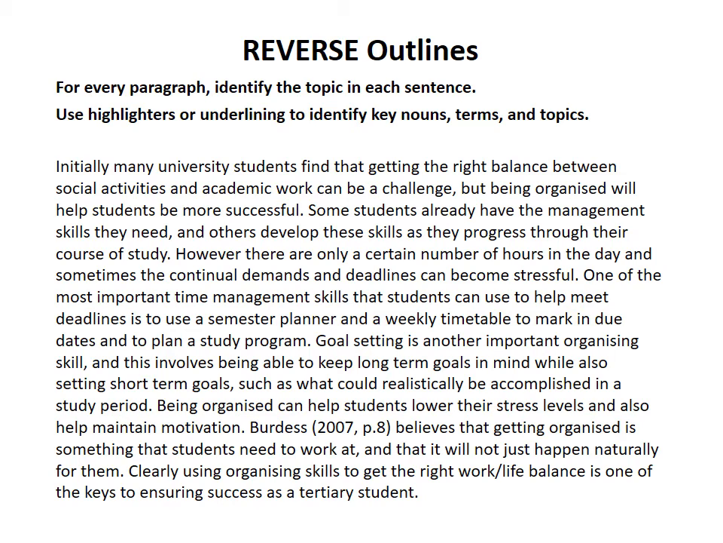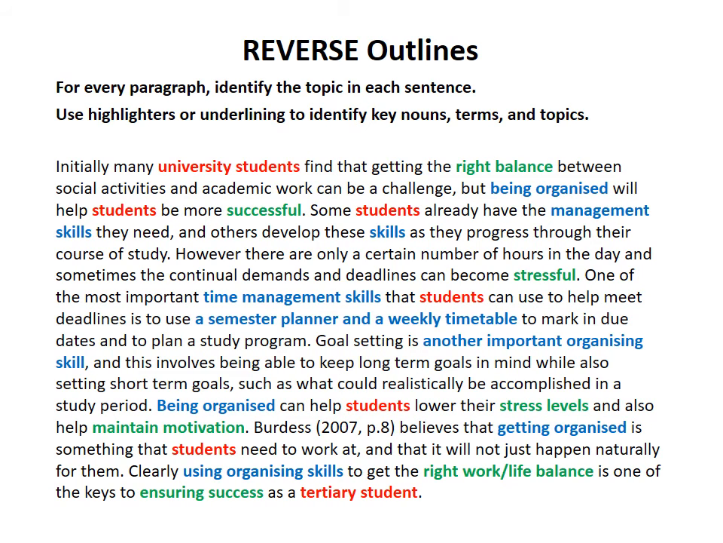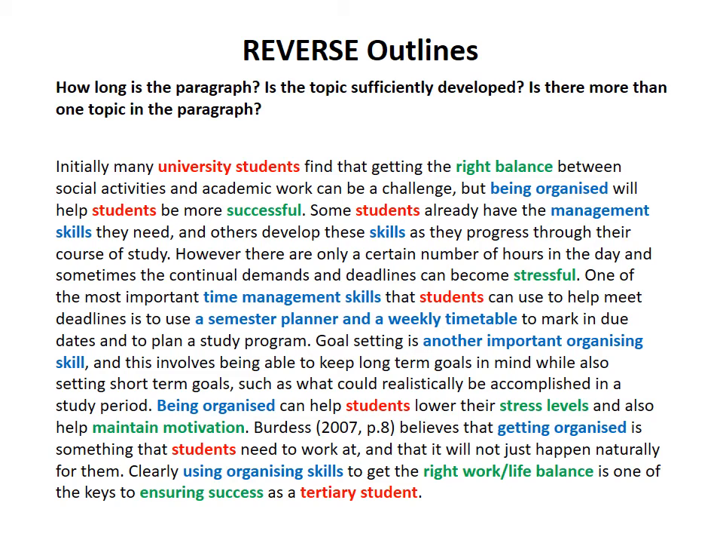When we highlight the key nouns and phrases in each sentence, we see that this paragraph focuses on the challenge of finding balance between social activities and academic work, and it argues that being organized will help students be more successful. Is the paragraph long enough? Is the topic sufficiently developed? Is there more than one topic in the paragraph? This paragraph, while not perfectly written, has pretty good cohesion, maintaining focus on organizing skills for student success.